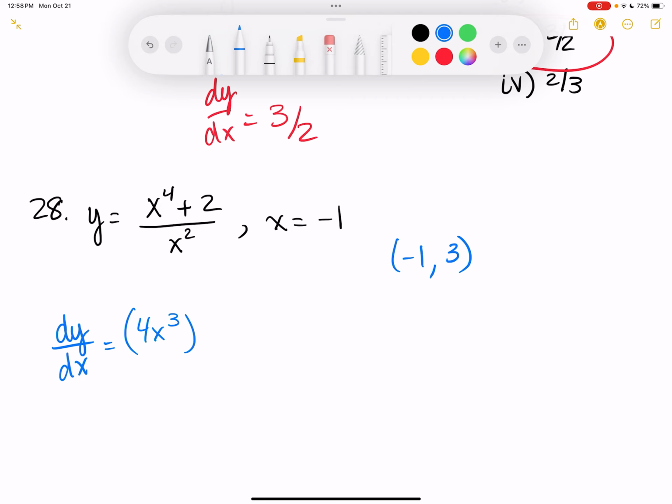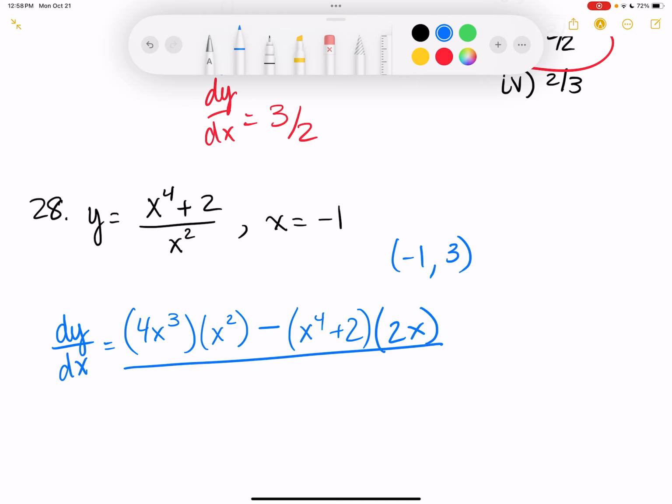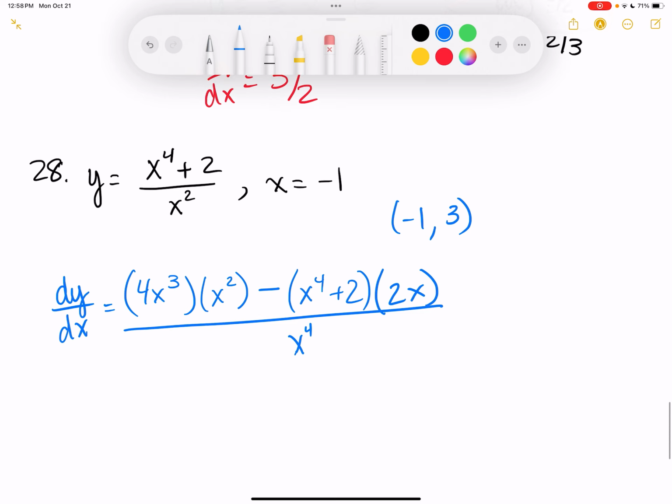Derivative of the top times the bottom, so x squared, minus the top times the derivative of the bottom, 2x, all over the bottom squared. x squared squared, so x to the 4th. I'm writing it as x squared squared, I just like the way that sounds. I'm also going to put a bracket around this just because of that minus sign there.